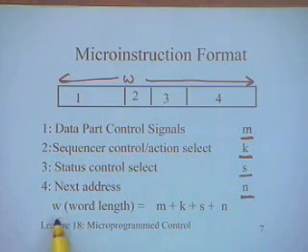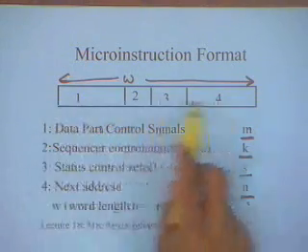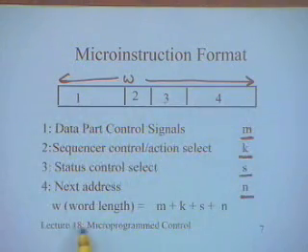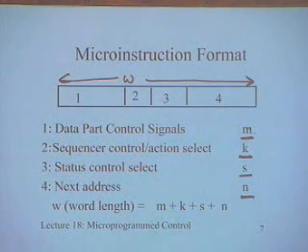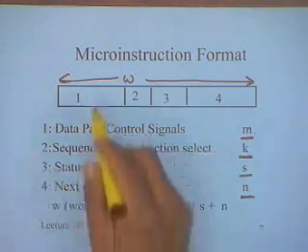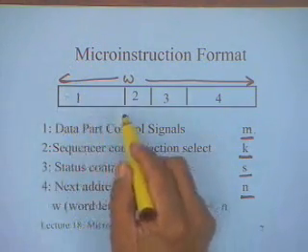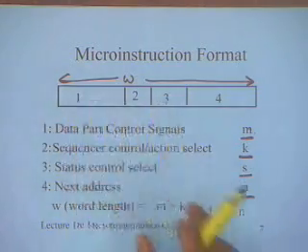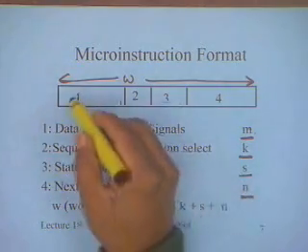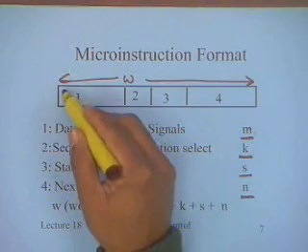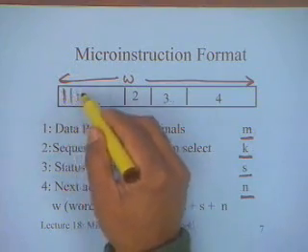What is happening over here? The total width of this microinstruction format is nothing but M plus K plus S plus N. All these four together constitute the microinstruction format. Within this, there will of course be fields. These do not define the complete format, they are only defining it in a broad way. So then you have to go down and consider what each of these bits is going to do.